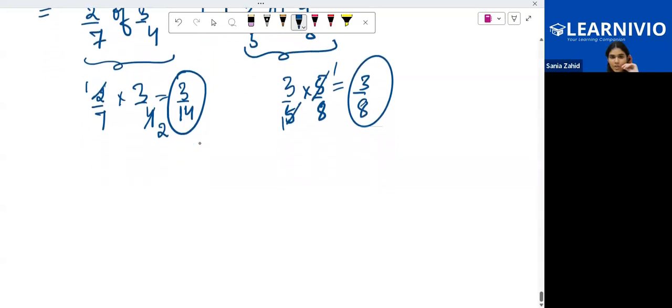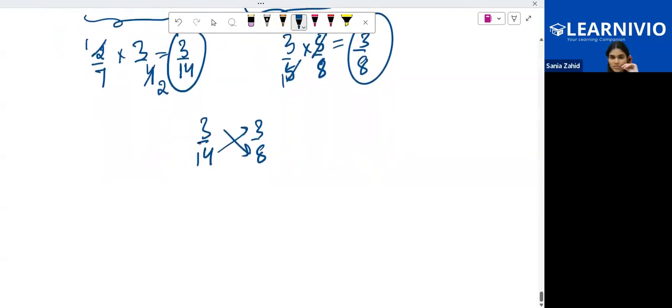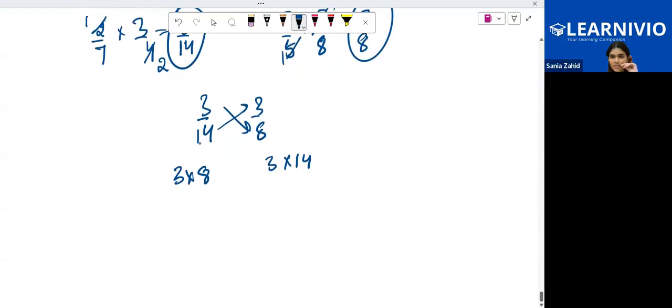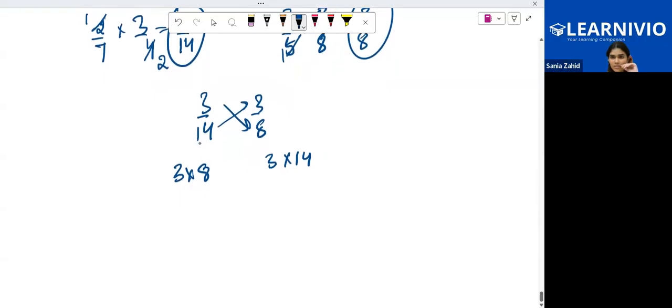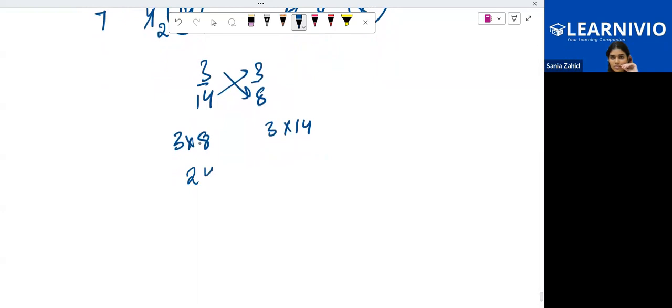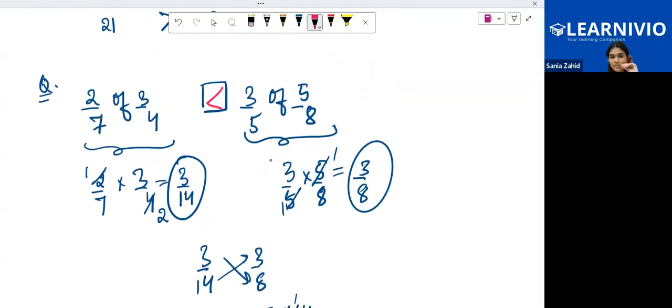Now we will compare 3 by 14 and 3 by 8. So you will cross multiply. Anas, tell me the answer for cross multiplication. Ma'am, 3 8s are 24 and 42. Okay, so 42 is clearly bigger. That means this whole thing is bigger than this whole thing.